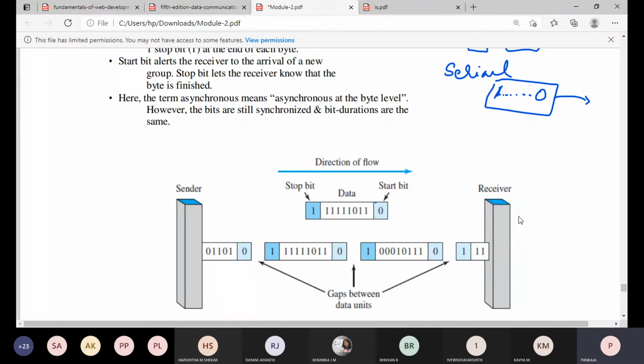Once the receiver receives 0, it will come to know that this is the beginning of the byte, and it will accept all the 8 bits. When 1 is received at the end after 8 bits, it indicates the end of that particular byte of information. Similarly, this is followed for the remaining bits.